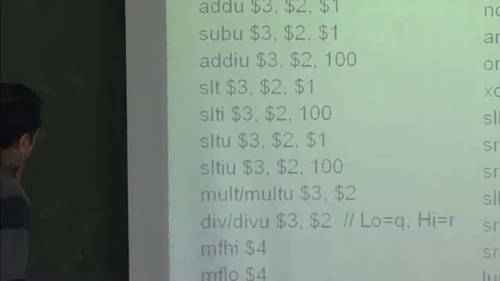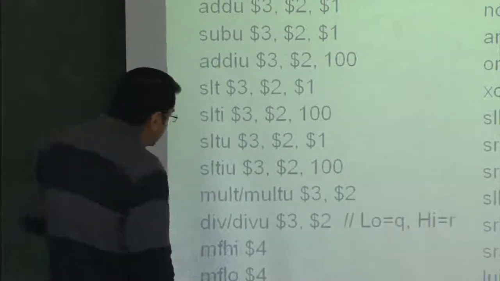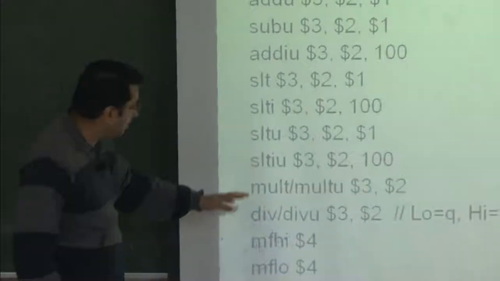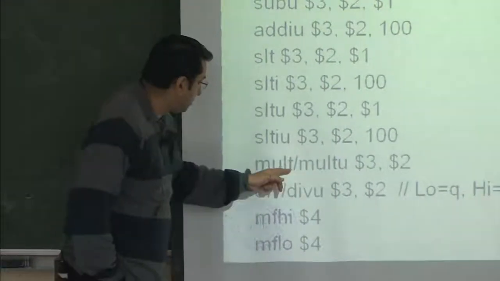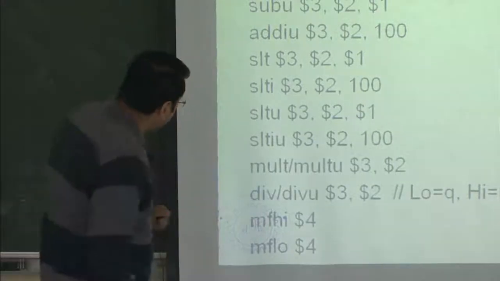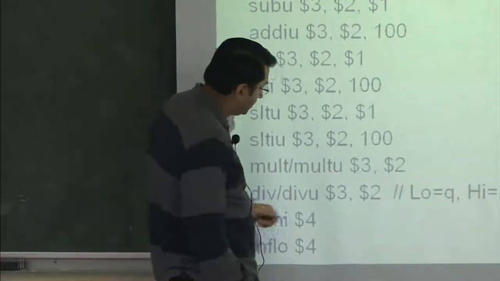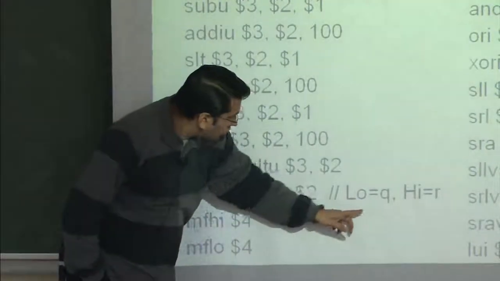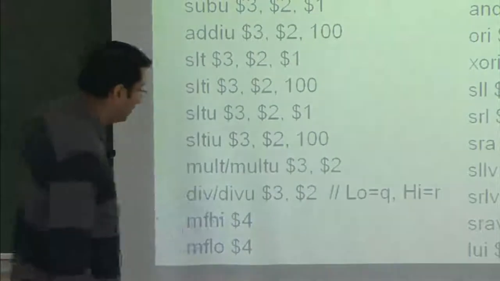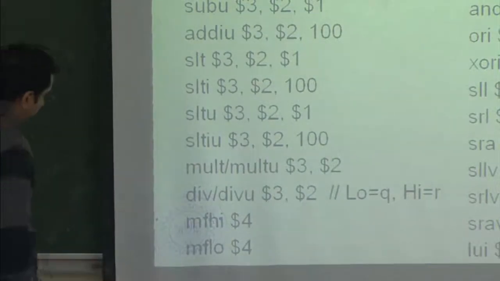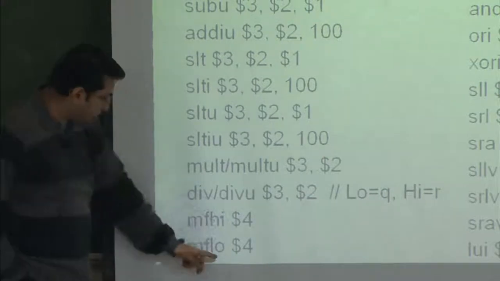And mult and mult unsigned. So again, the same difference. So keep this in mind, arithmetic instructions, all unsigned and signed differences, that you ignore the overflow in one case. Okay. So here the result goes to two specific registers, low and high. In case of division, quotient goes to low, remainder goes to high. Okay, all right. And then you have two instructions to move from high and to move from low.